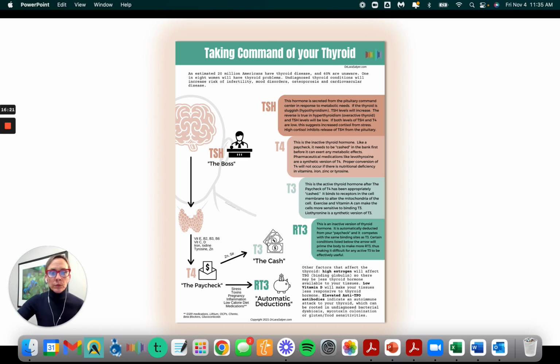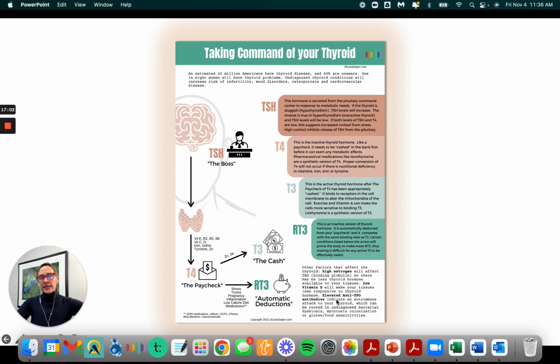Now, another thing to know is when you think of your paycheck, you get a certain amount of cash, but then there's deductions, right? There's things that go to the IRS. There's things that maybe you put into your healthcare savings, right? So a portion of your total pay doesn't actually go as cash. And this becomes, in the analogy of the body, the deductions: stress, toxins, pregnancy, inflammation, low-calorie diet, and medications can all take more away from the ability to be free cash. And that's called your reverse T3.